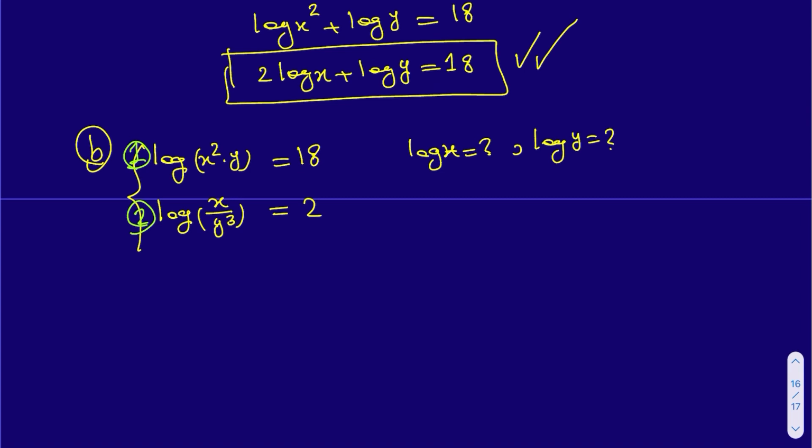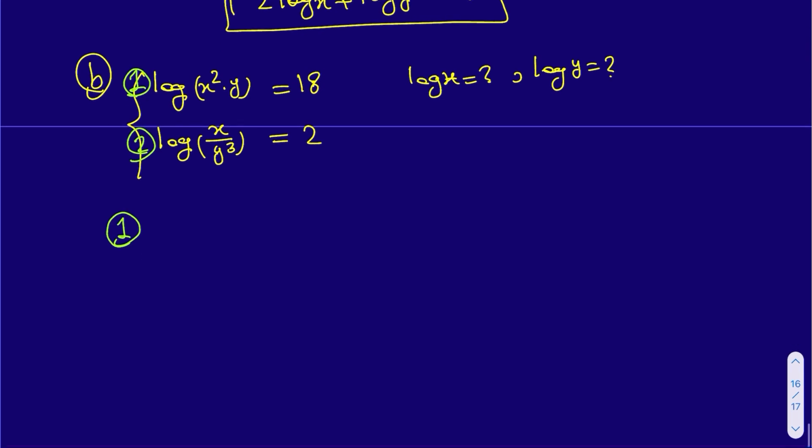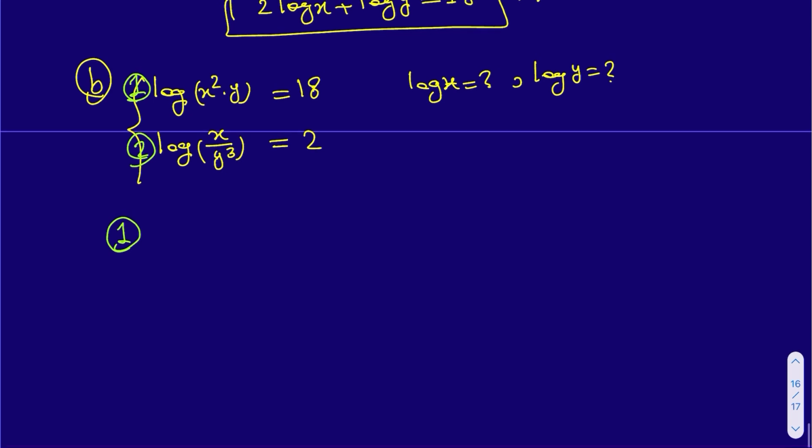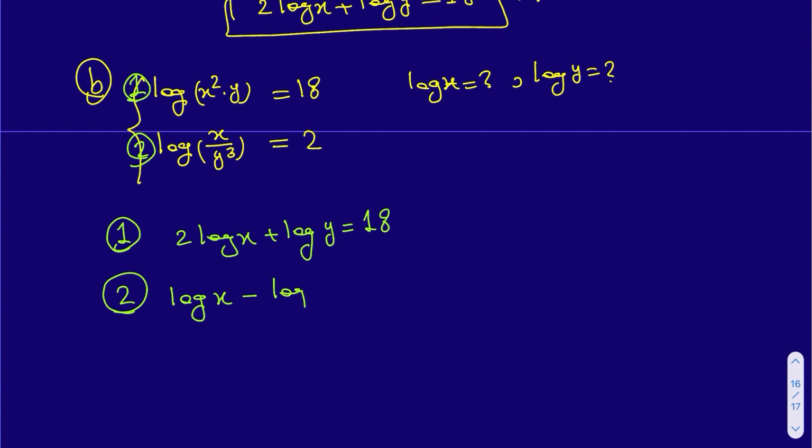So I will simplify from number 1. Let's simplify from number 1. Okay, so I can write it in this way. I can write it like as I proved above. So I can rewrite it again here. 2 log x plus log y is equal to 18. Yes, this is what I can write. And then the second one, I can rewrite it like that. Log x minus log y to the power of 3 is equal to 2.